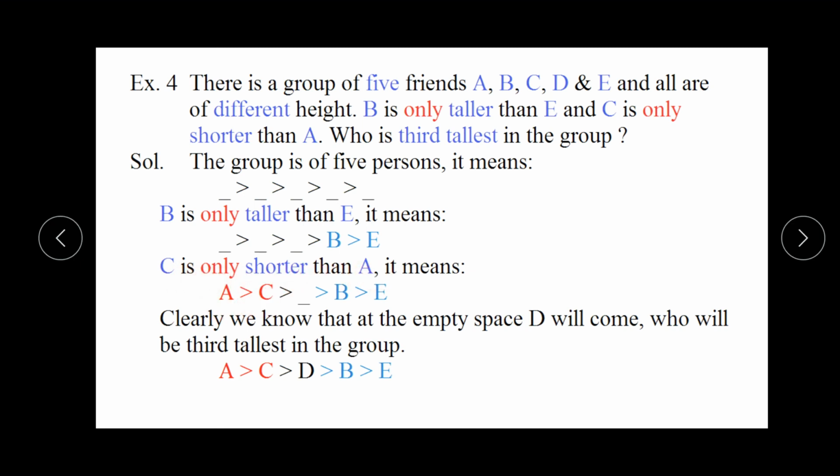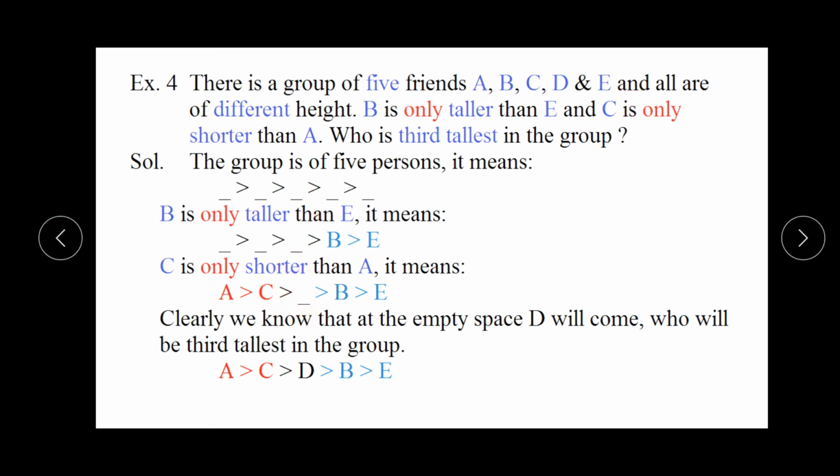C is shorter than only A. It means remaining all the persons are shorter than C, but C is shorter than only A. It means the first 2 positions will be occupied by A and C. No information is given for the rest, but we know that there are 5 persons.